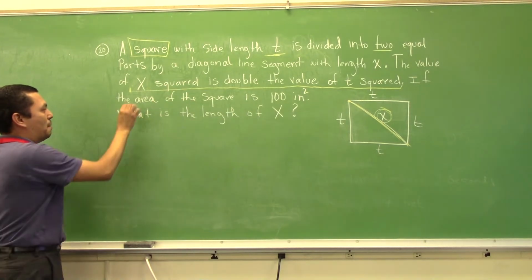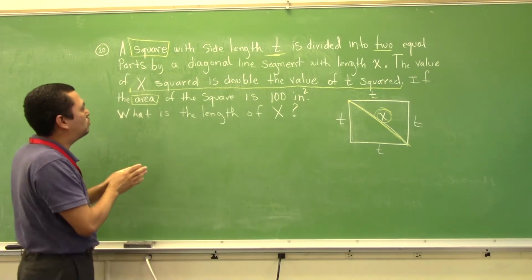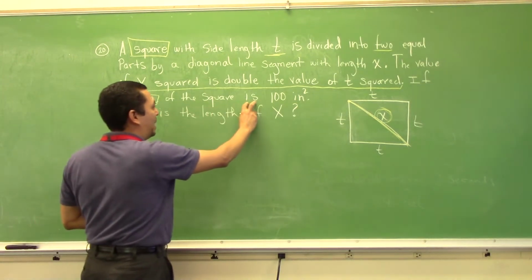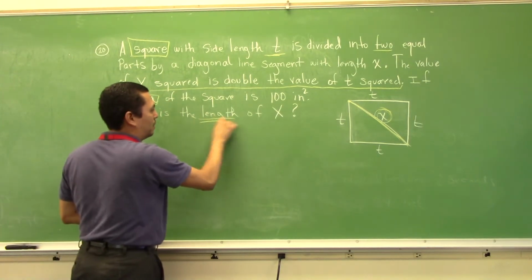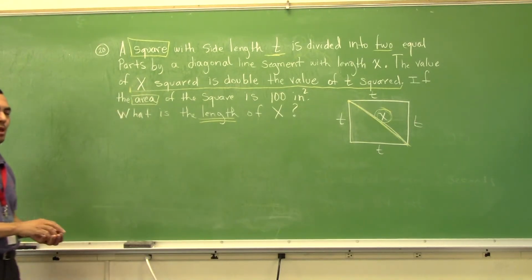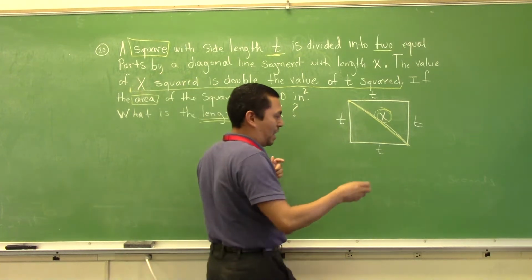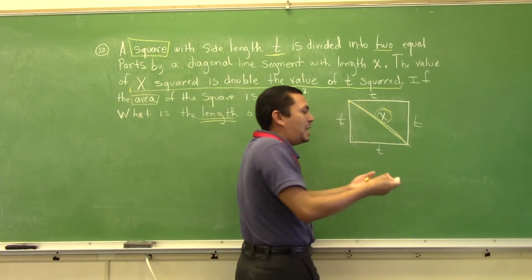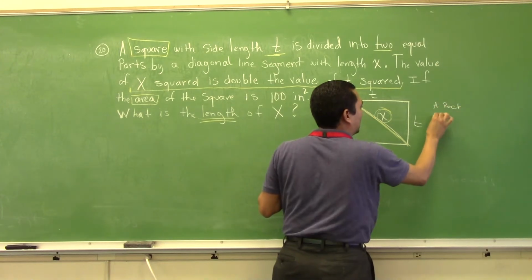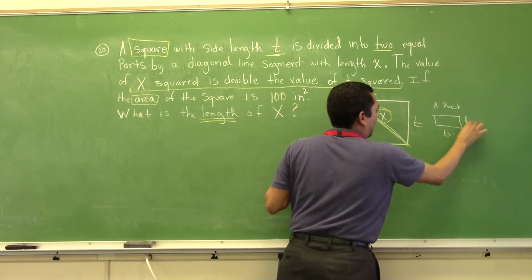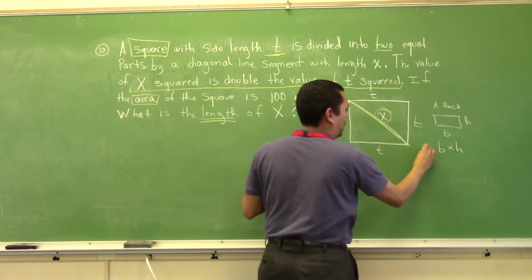If the area, now we are talking about area. Last year in geometry, the little bit of geometry you saw, the area of the square is 100 inches squared. What is the length of x? Where am I going to start? Remember that the area of a geometrical figure, or a rectangle, the area of a rectangle is equal to base times height.